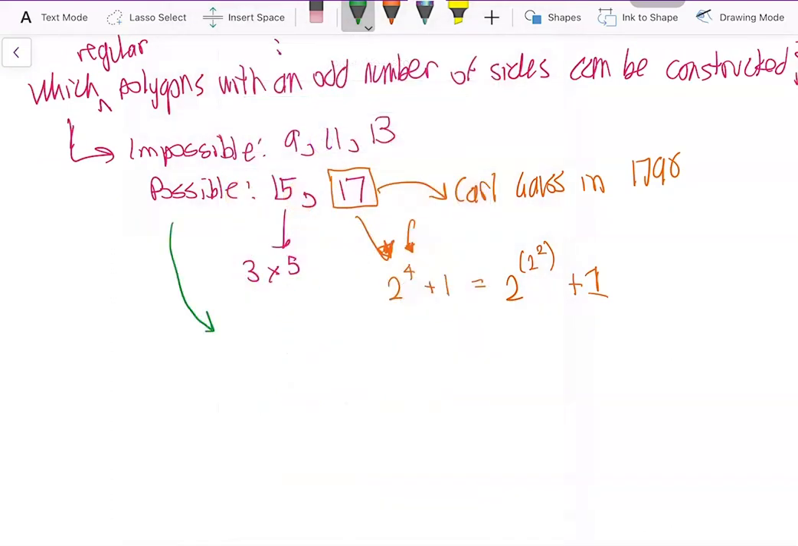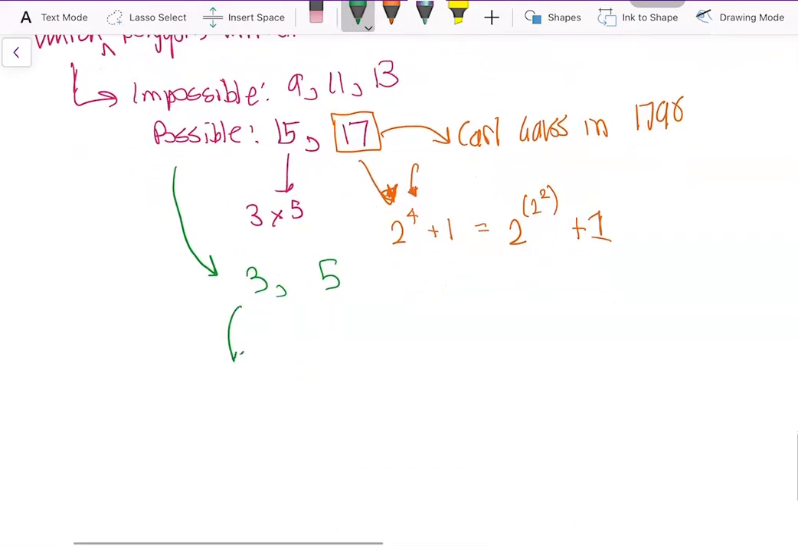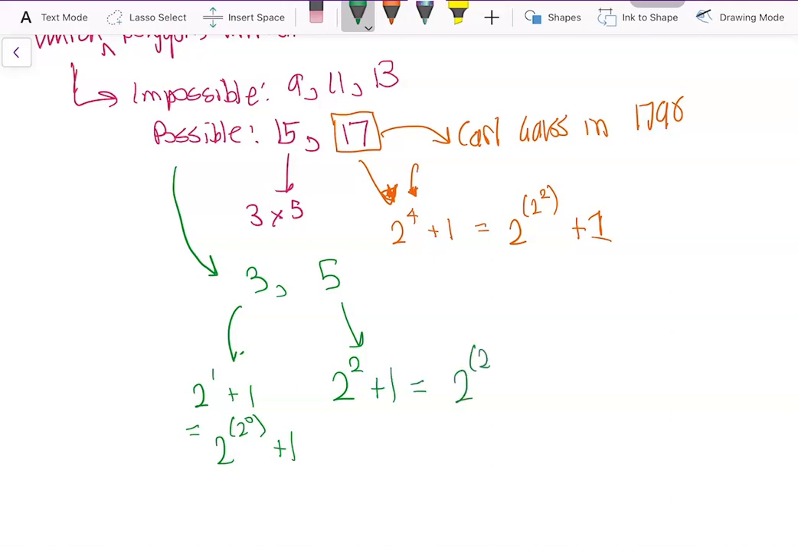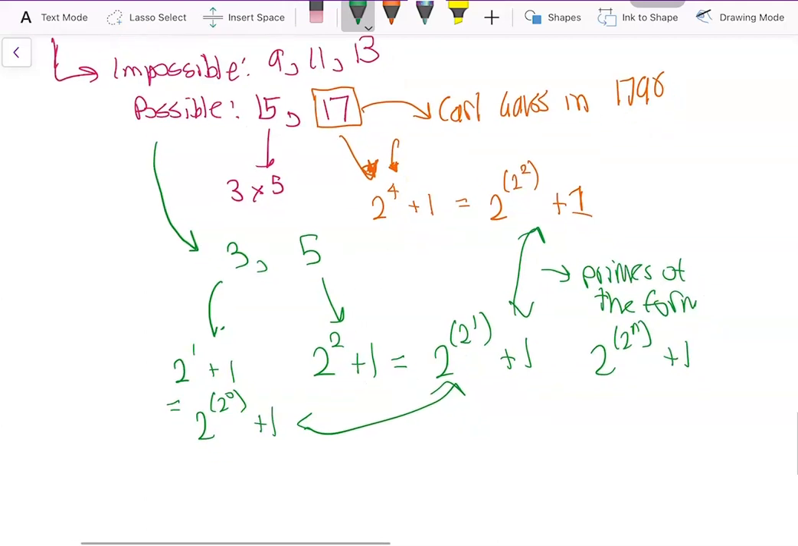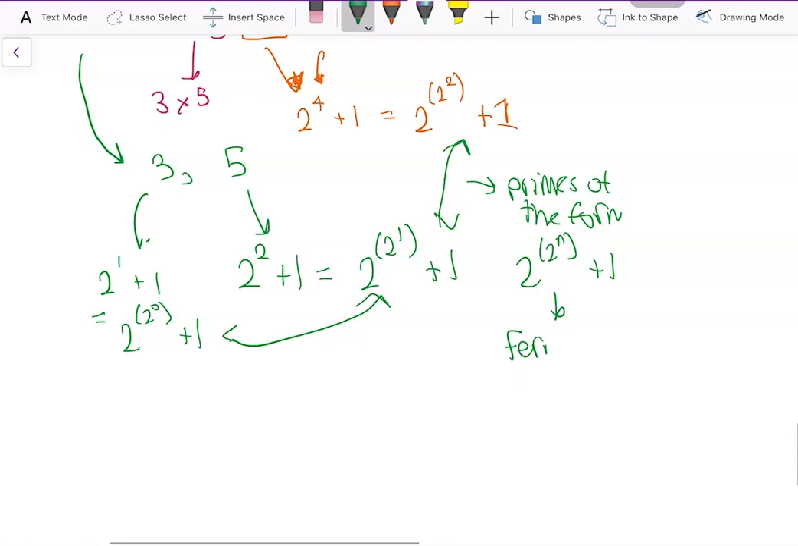What else? If you have a look at numbers 3 and 5, 3 is equal to 1 more than a power of 2, which is 2 to the 1 plus 1. And this is equal to 2 to the 2 to the 0 plus 1. And 5 is 2 squared plus 1, which is the same as 2 to the 2 to the 1 plus 1. So it's an interesting pattern going on here. We have prime numbers of the form 2 to the 2 to the n plus 1. And these are special types of prime numbers which are called Fermat primes.